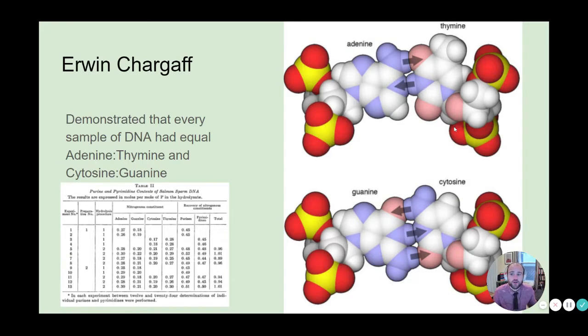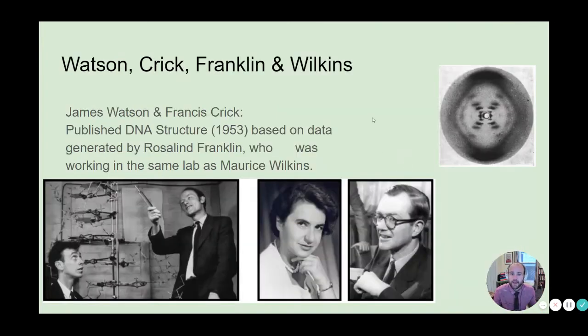Along came Chargaff, who showed the structure of DNA, that you're going to have an equal amount of adenine with thymine and an equal amount of guanine with cytosine. So those pairing rules, that A always goes with T, G always goes with C. And then using all this information, we arrive at Watson, Crick, Franklin, and Wilkins.